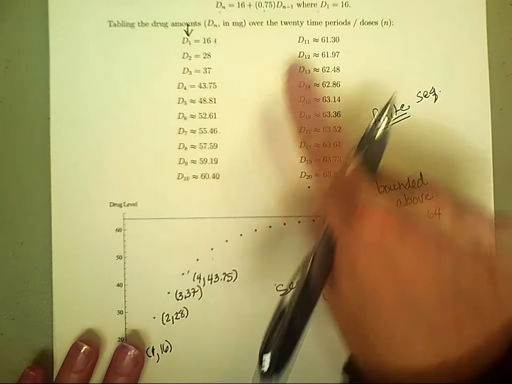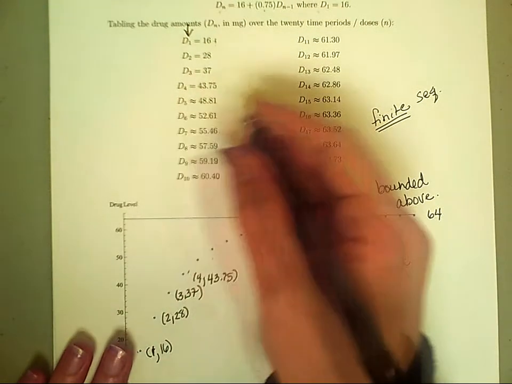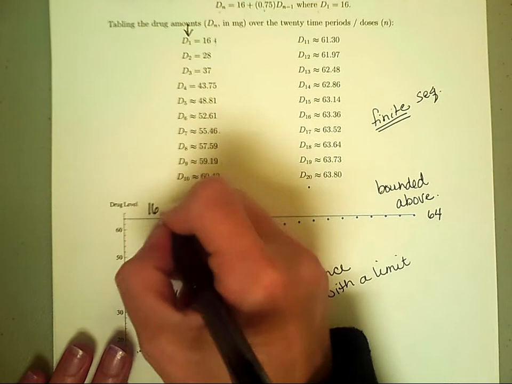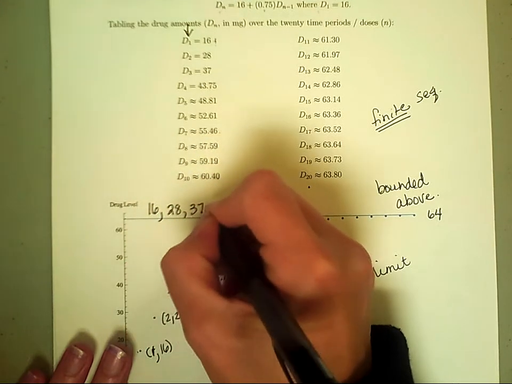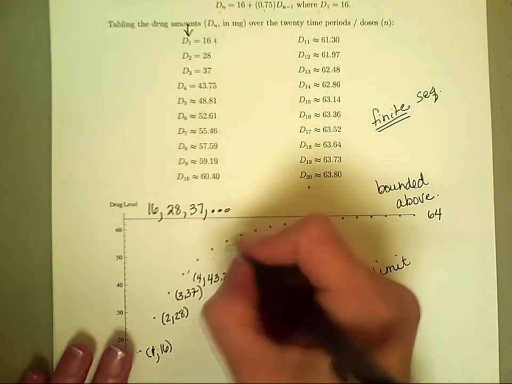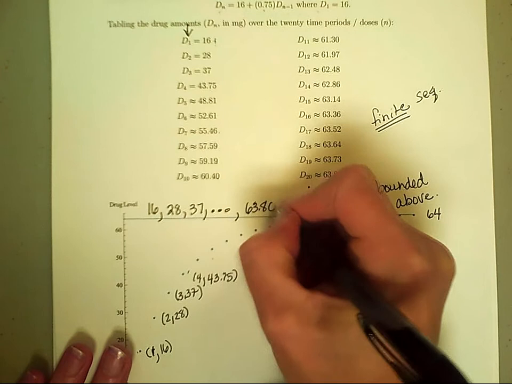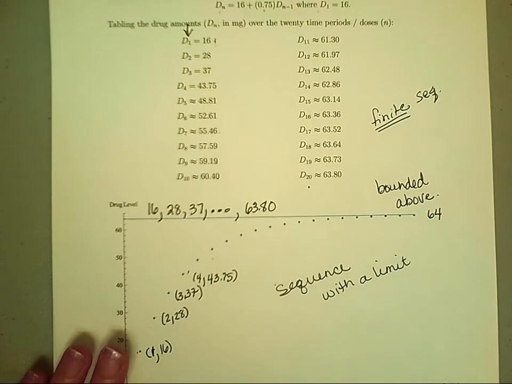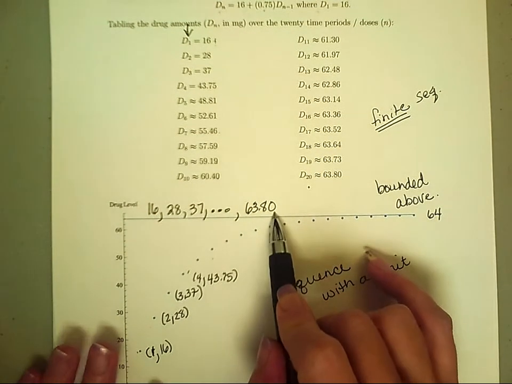Now, notice I have these already written out, but one way I could do it, because I don't particularly want to write every single one in the sequence, is I could write 16, and then 28, and then 37, and then I could put in these ellipses indicating that there are more, and then that the last one would be 63.8. Okay. So a finite sequence has an ending point.